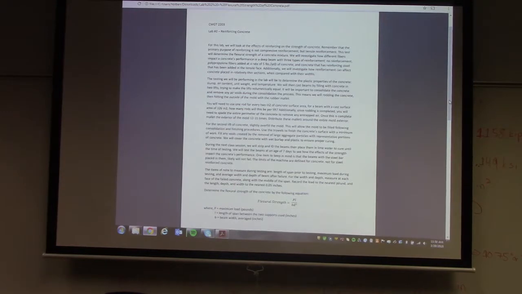So these will represent deep beams, right? We have 6 inches of depth with 6 inches of width. So our width is fairly similar to our depth.